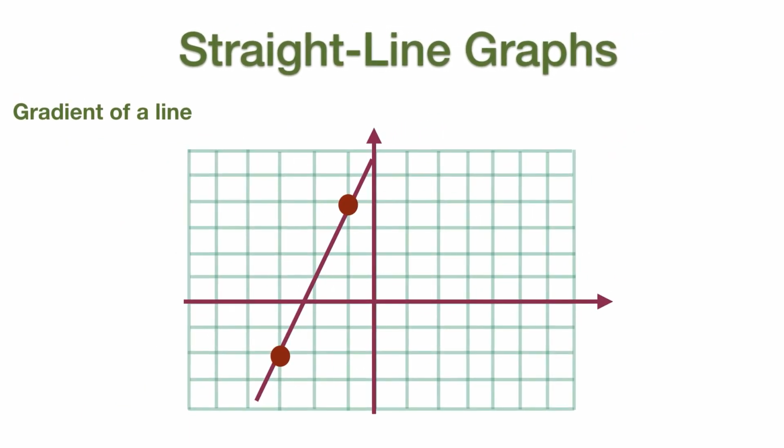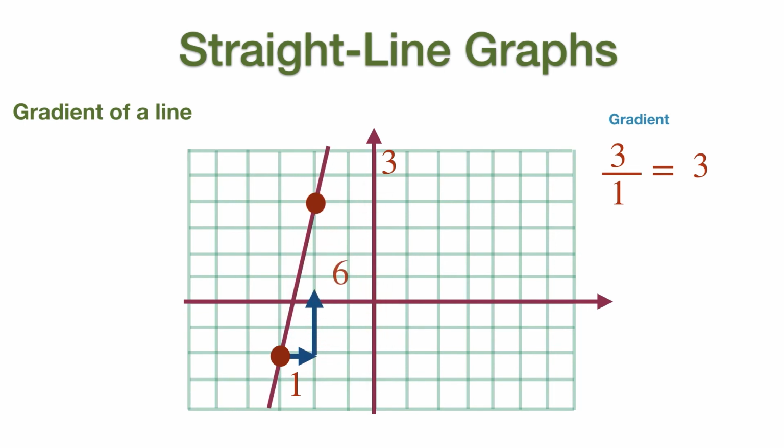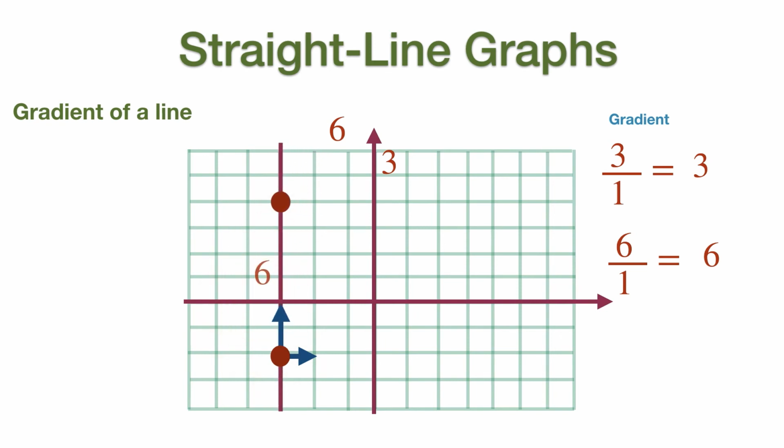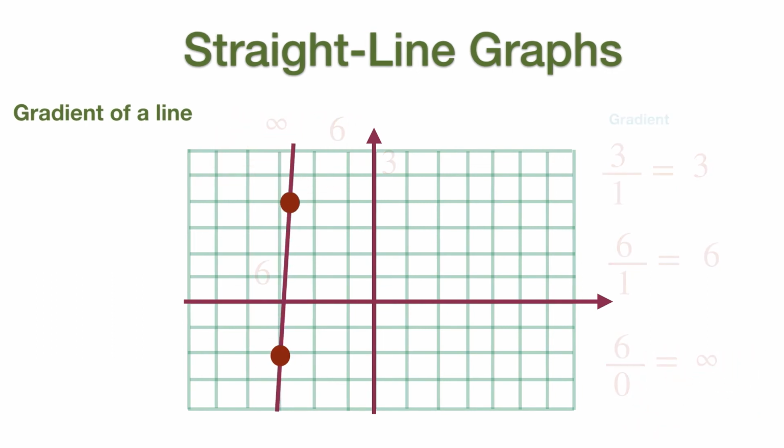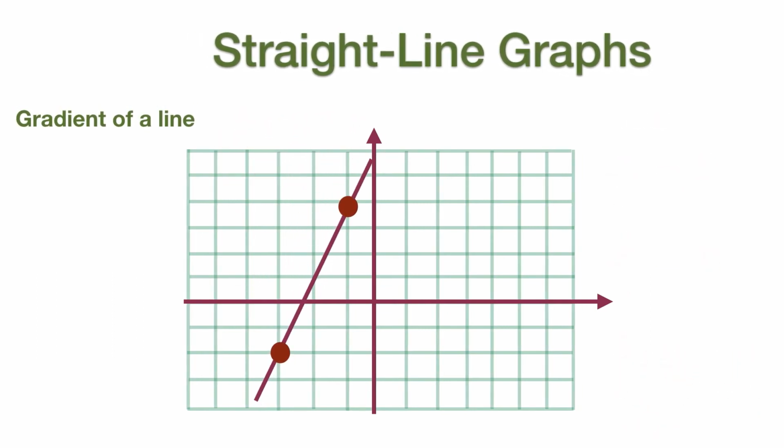This number tells us that for every 1 unit you go along the horizontal x-axis, you gain 3 units of height along the y-axis. So the line which goes up by 6 units in the y-axis for every 1 unit in the x-axis will have the gradient of 6. Higher the gradient, steeper the line becomes. When the line is fully vertical, the gradient is infinitely large. When the gradient is a smaller value, the line is less steep.